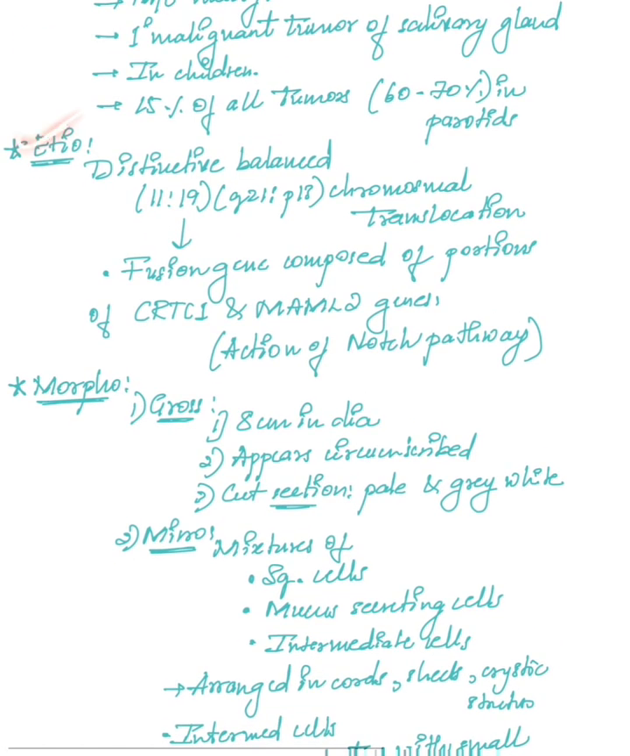The main etiology of this is a distinctive balanced t(11;19)(q21;p13) chromosomal translocation, which can be seen in this type of carcinoma and leads to a fusion gene composed of portions of the CRTC1 and MAML2 genes. The main part of this is activation of the Notch pathway.